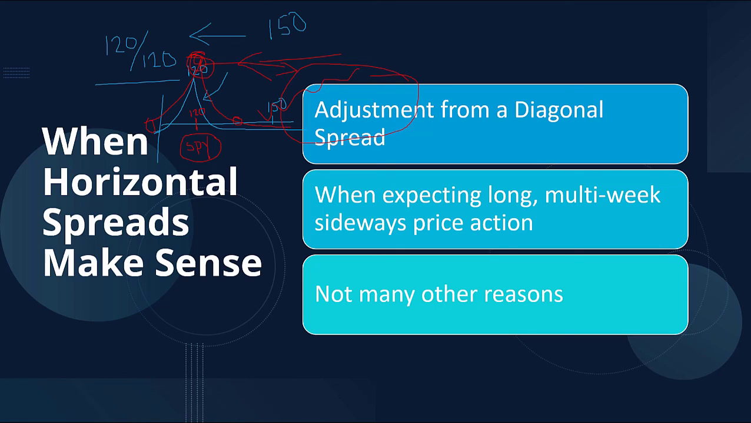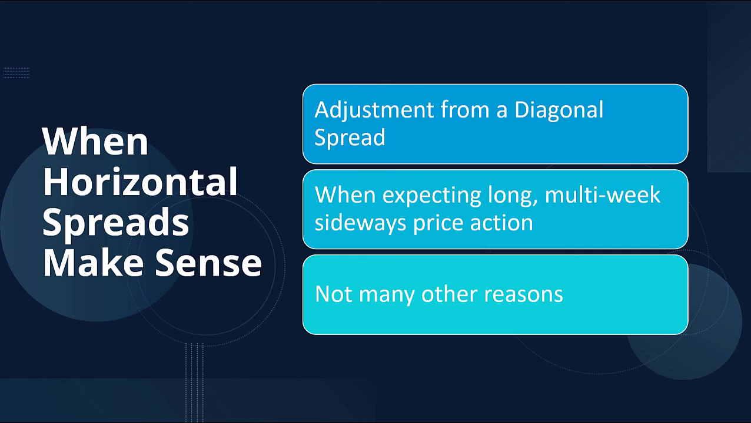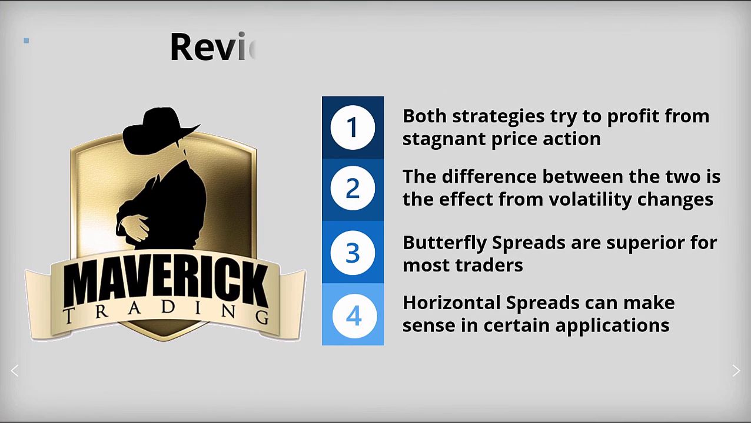So as you can see, there is a time and a place for it. It is definitely a more difficult trade, a much more complex trade than the butterfly. But there's really not many other reasons. If you were going for a pure trade on no direction, and that's all you want to play, you don't want to mess around with anything, the butterfly. The butterfly is absolutely superior.